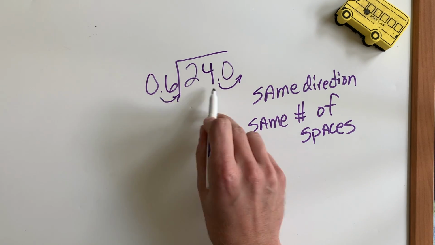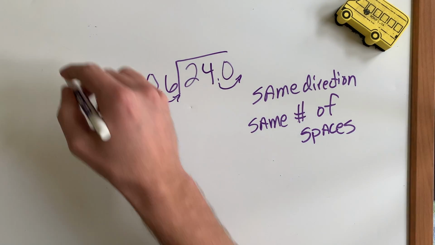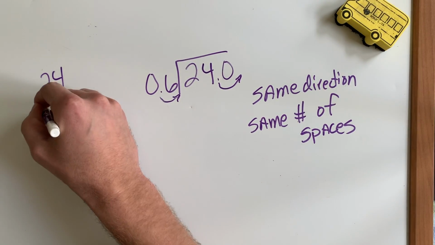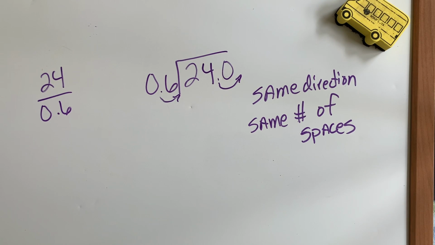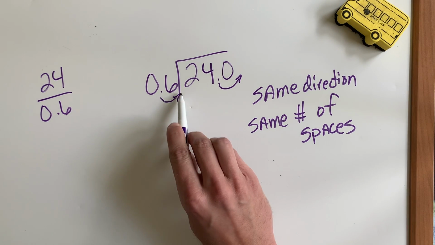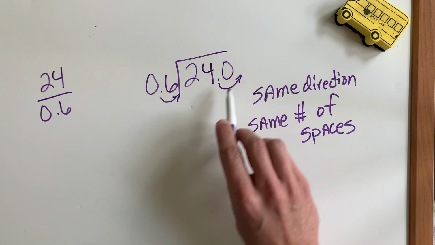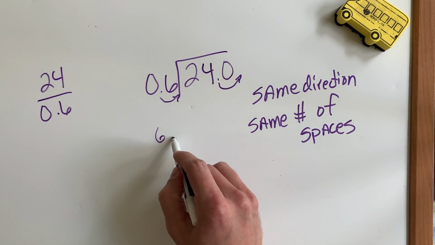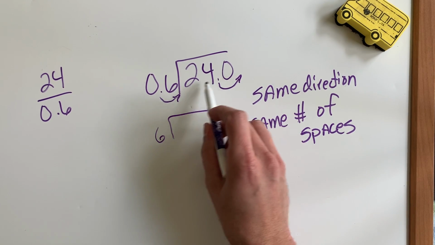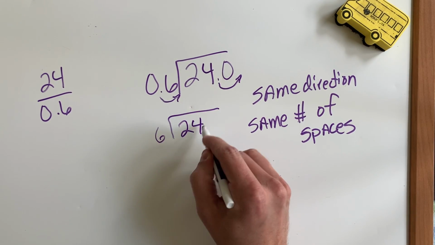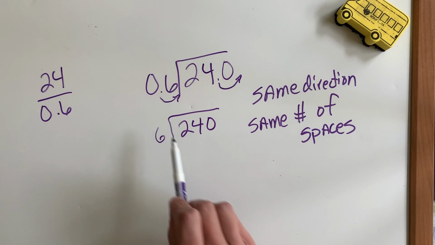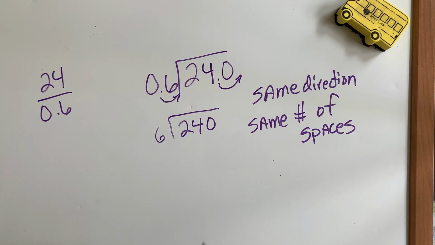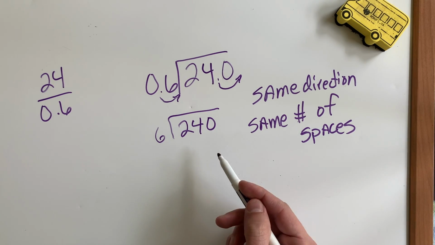I'm going to take this problem and write it as a fraction. 24 divided by 0.6. Now, if I move the decimal over one place, what I would have is 6, and I would have 240. That's if I move the decimal in each of these numbers to the right by one space. How can I do that?